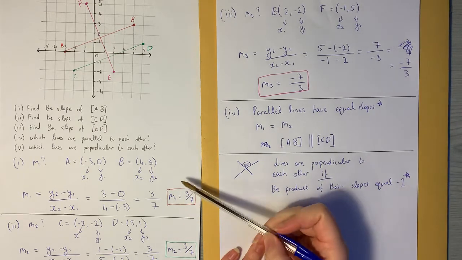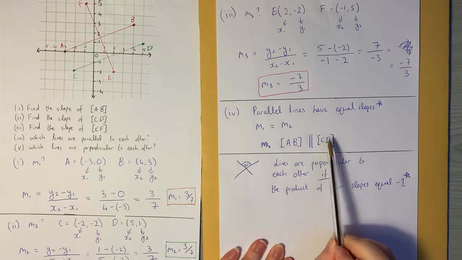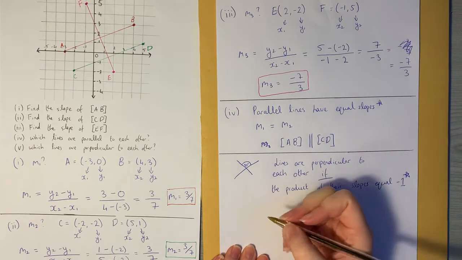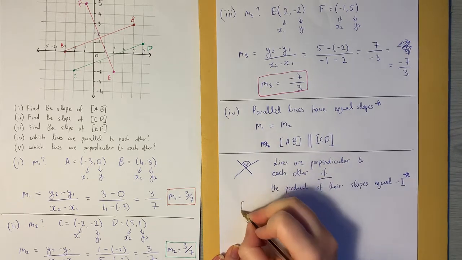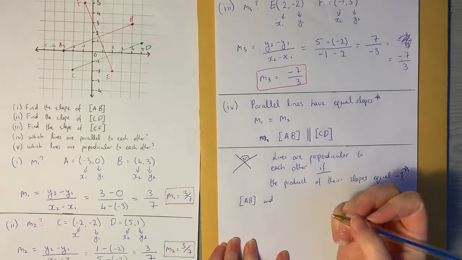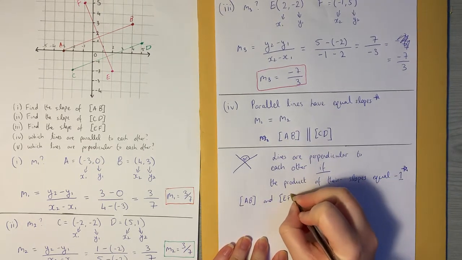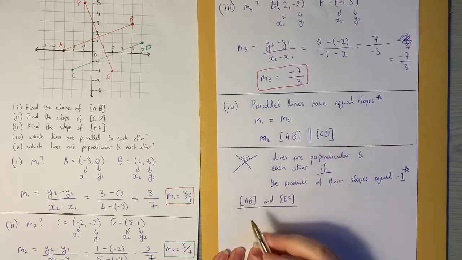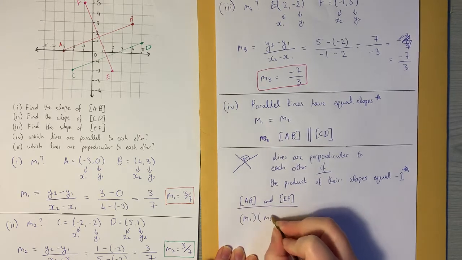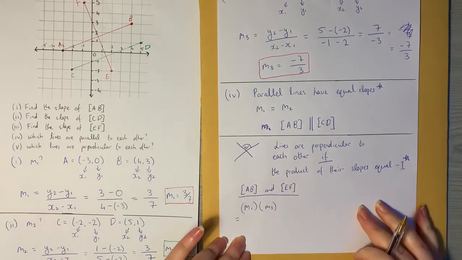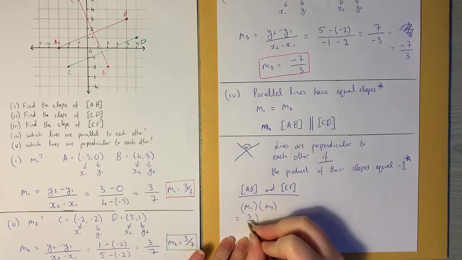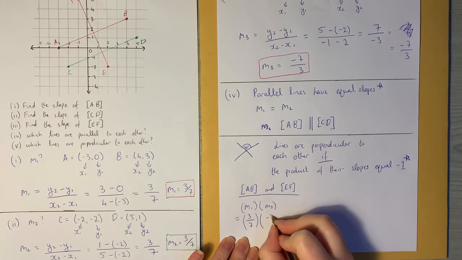Now we've already established that M1 and M2, so AB and CD, are parallel, so therefore they cannot be perpendicular. But let's have a look at AB and EF. And let's have a look at their slopes. So we're going to multiply M1 by M3. So that's equal to, make sure you can still see my page, that's equal to 3/7 by -7/3.